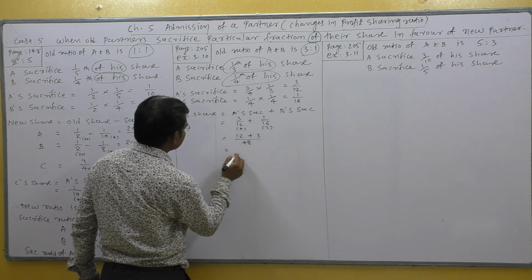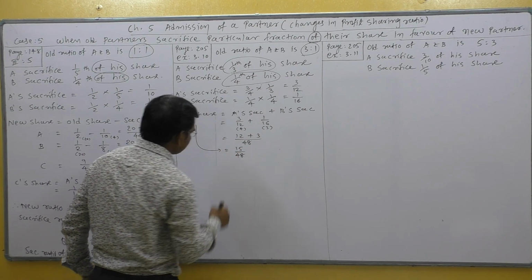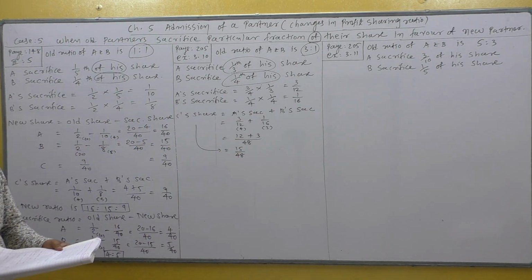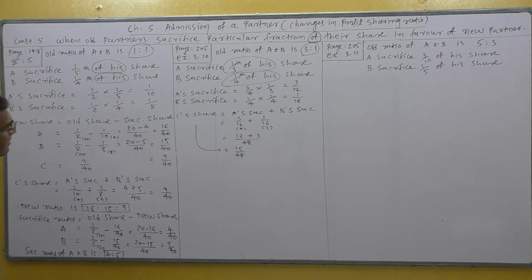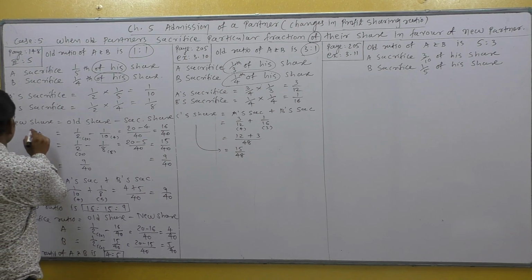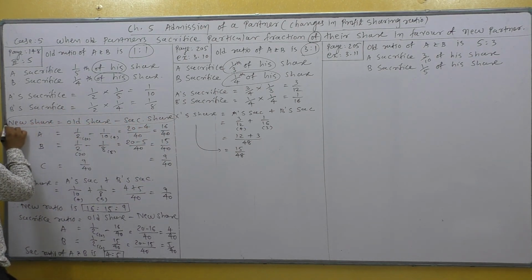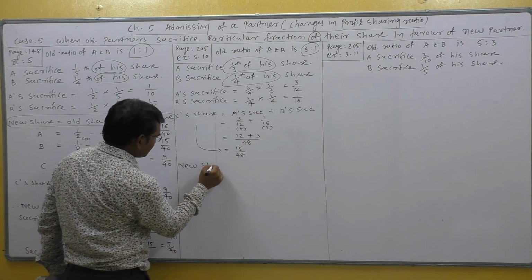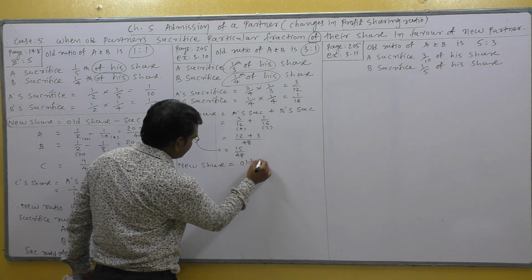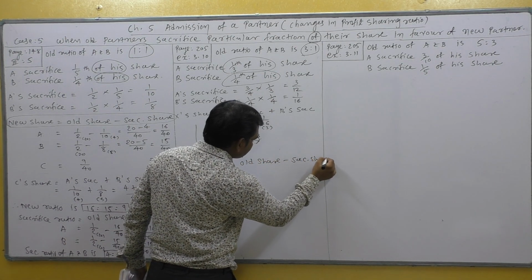So the new partner C's share is 15 by 48. It will be used at last, right? And now the new share formula: new share is equal to old share minus sacrifice share.